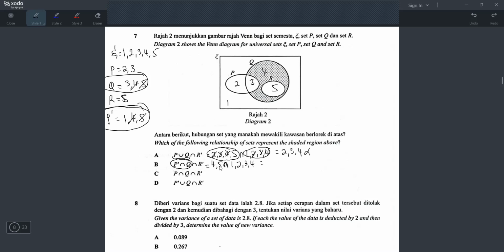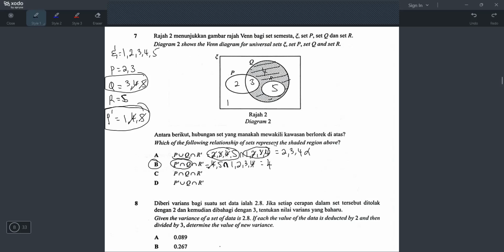So what is the intersection between these two? It will be 4, and that's all. So it means the shaded region for B answer will be the region labeled with 4. If you look at the shaded region, they really label 4 only, right? They didn't label 5 also. So the answer is B, right?